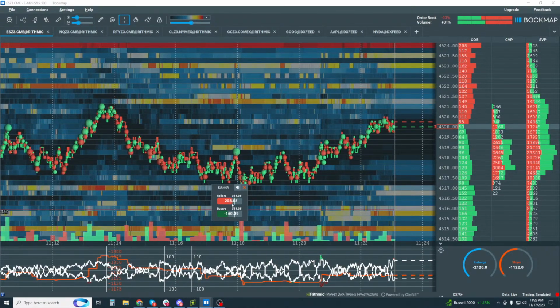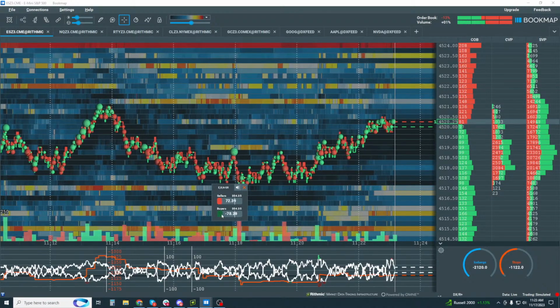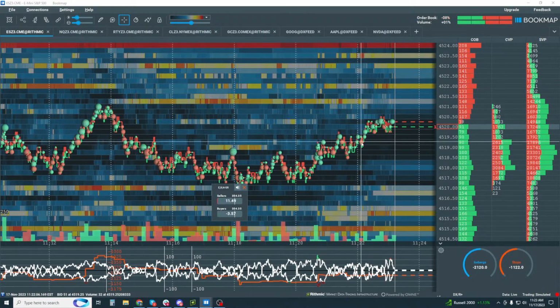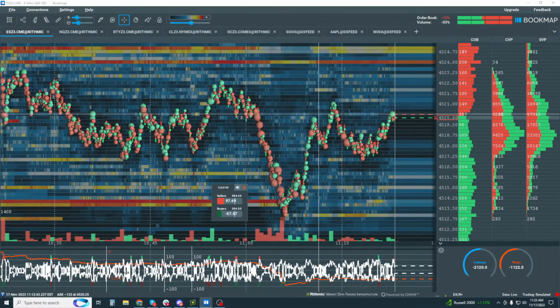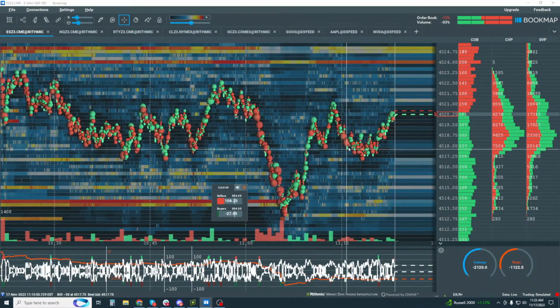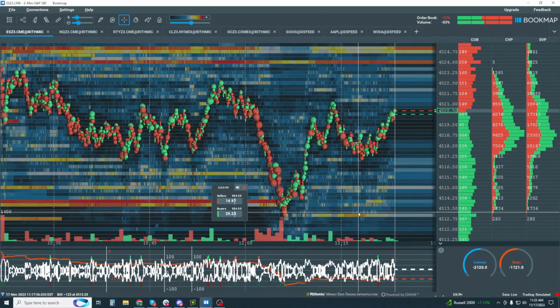Now see them adding on the offer, pulling on the bid. It could flip back, but yeah, I really like to see this here because this is looking actually better on that. If I zoom out a little bit more, it looks pretty good actually.